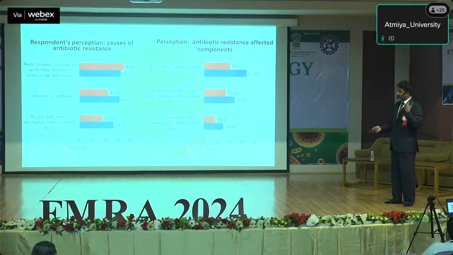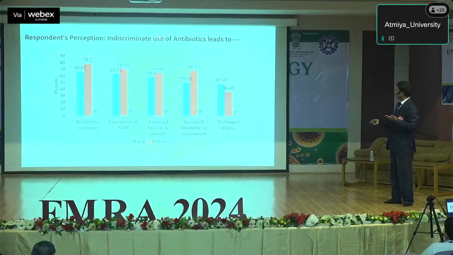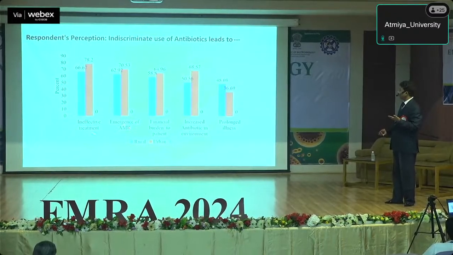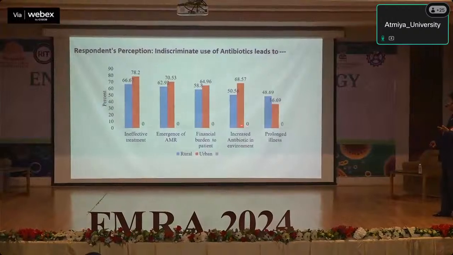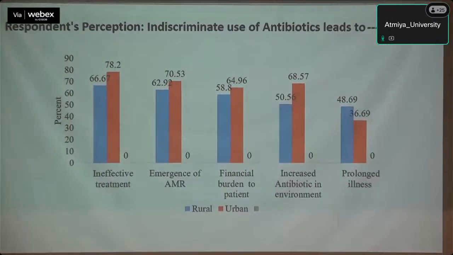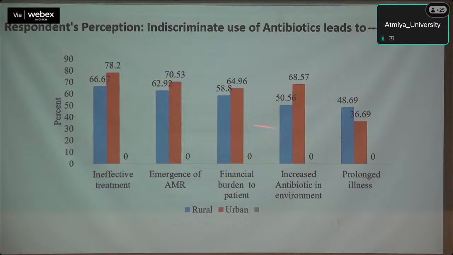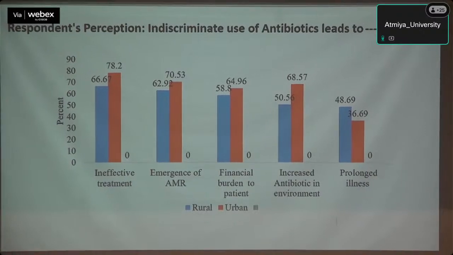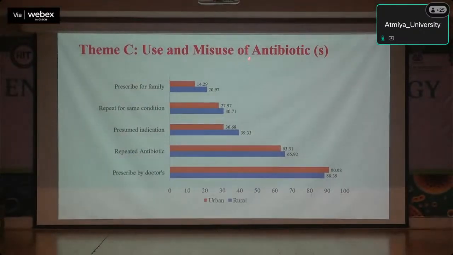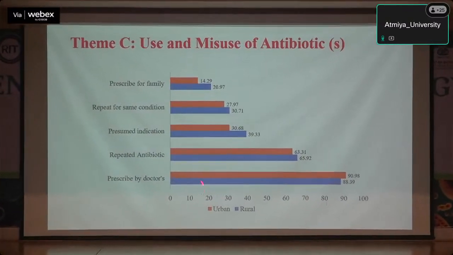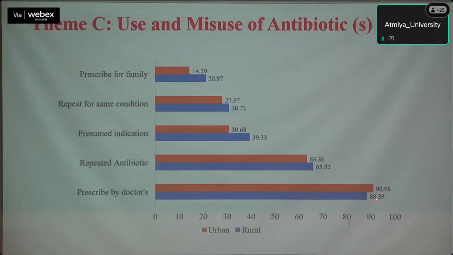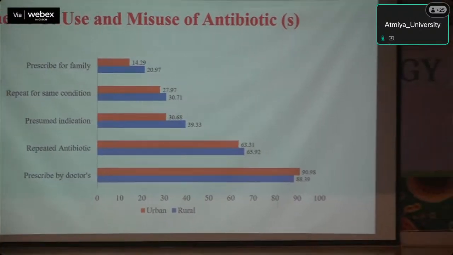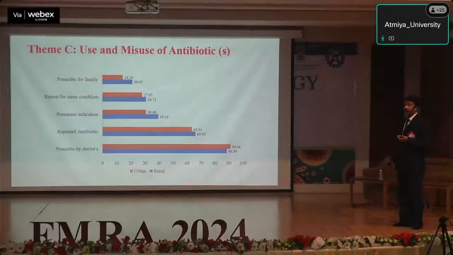So when you go into the people, you really learn how diversely they think about it. Indiscriminate use of antibiotics: ineffective treatment, emergence of resistance, financial burden, increased antibiotics in the environment, prolonged illness. Here too, almost 40 to 80% of people had a different kind of response. Although it seems that city people, close to 90%, and people from the village are also taking antibiotics from the doctor, but the possibility is that it was prescribed by a family member.